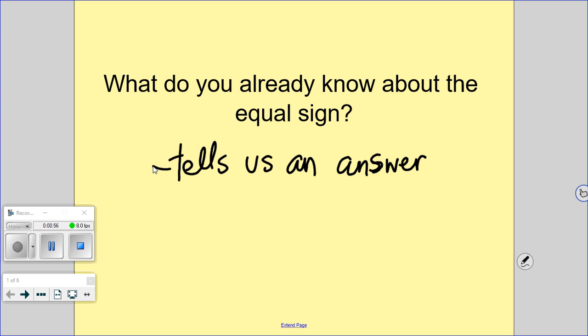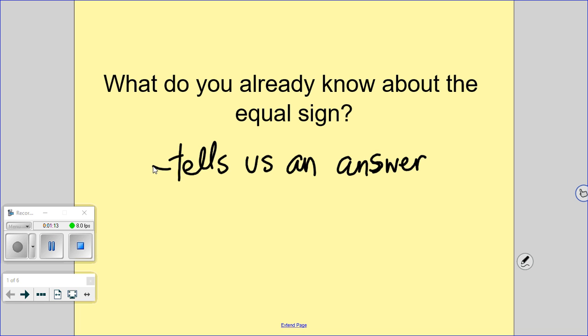Kylie, what is the equal sign? Kind of like answer but the sum. Okay, so that's only true for addition. The word sum is only used in addition. Difference would be subtraction, product for multiplication, quotient for division. But yep, we might hear that language when we're talking about an equal sign.